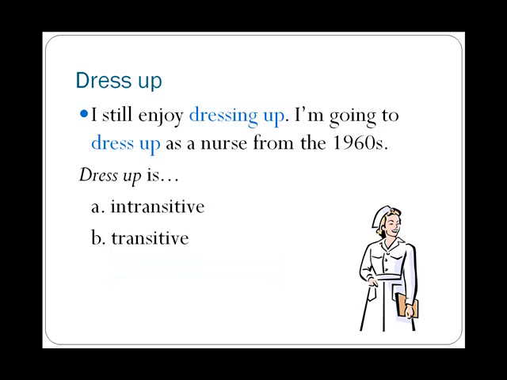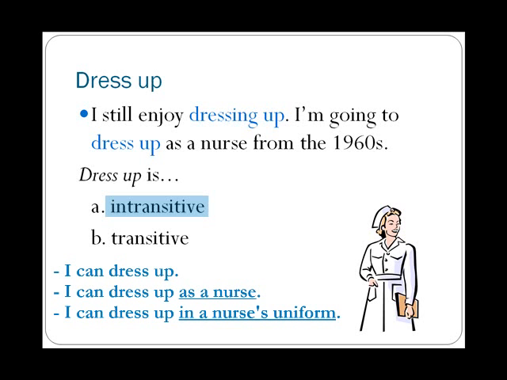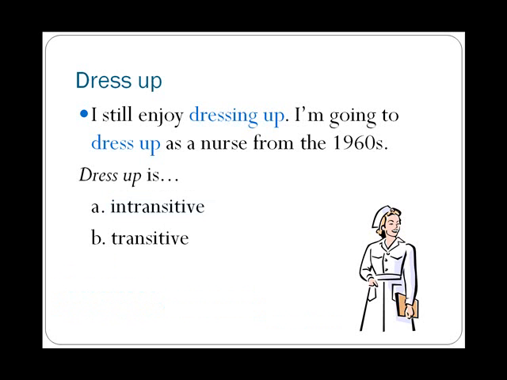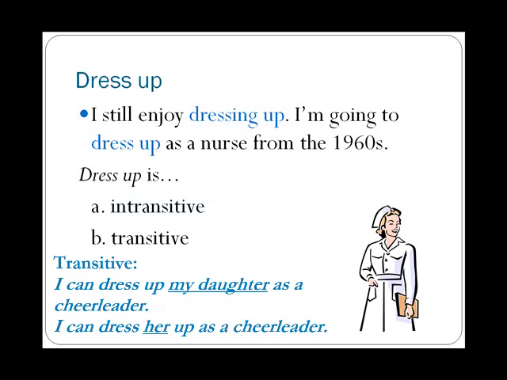In this statement, it's intransitive. There's no object. But we can follow this phrasal verb with a prepositional phrase. I can dress up. I can dress up as a nurse. I can dress up in a nurse's uniform. This phrasal verb also has a transitive form. I can dress someone up. For example, my daughter. I can dress her up as a cheerleader.